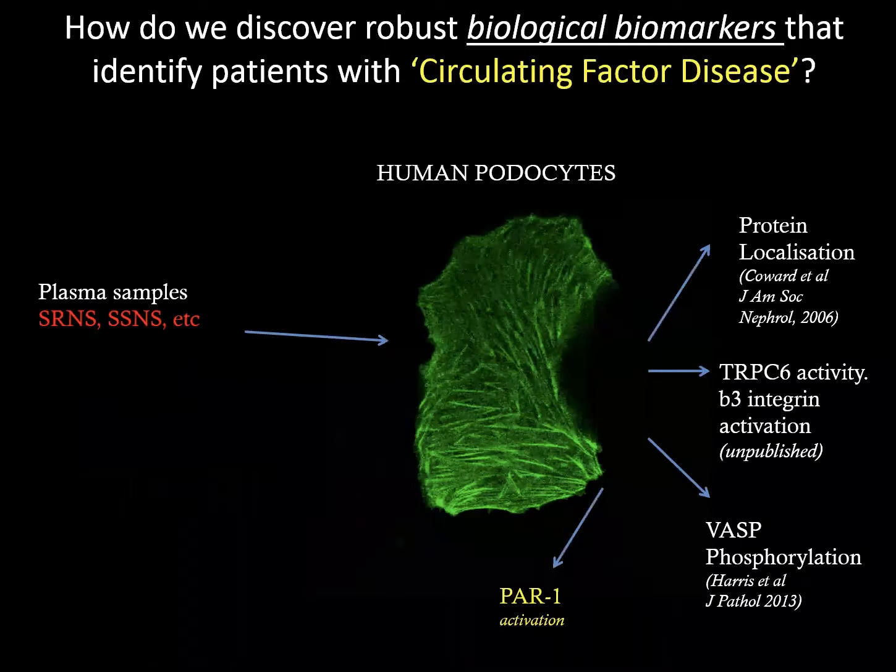So this is our toolkit for testing plasma samples. We take samples from patients, we put them on human podocytes, and we look at readouts such as localization of proteins, activity of certain proteins at the cell surface, and then phosphorylation. These are intracellular markers of actin reorganization, and also activation of certain receptors that we think could be specific for this particular circulating factor. Again, I'm not going to go through those all in detail, but these are stories that are very interesting and developing as we speak. Next slide.